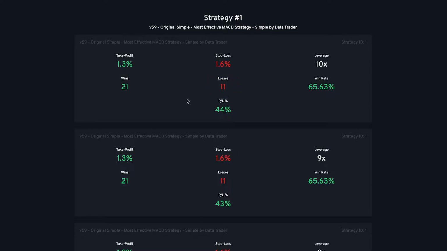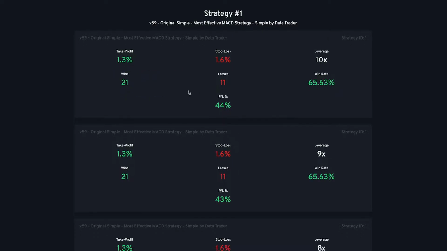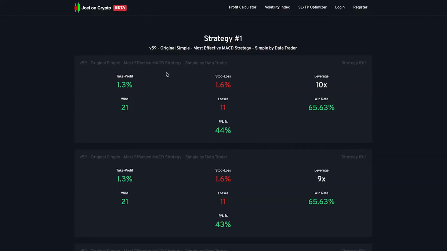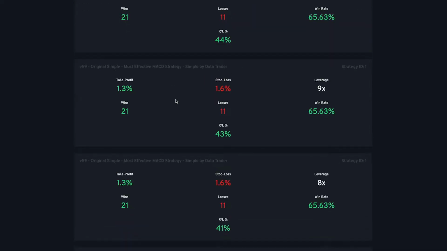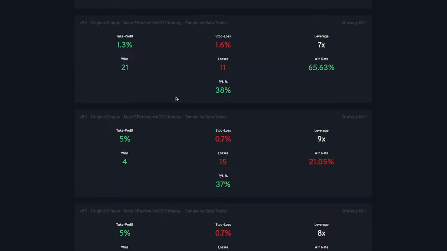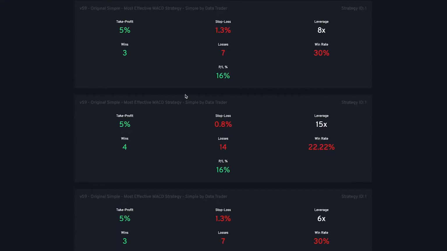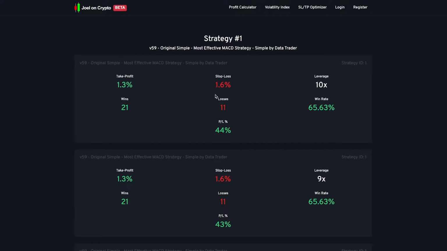So this is okay. Based on 32 trades, I think we could do better, right? I mean, it's a profitable strategy, but I think we can do even better. And as a scalper, we might want to use a lower stop loss and a lower take profit as well. So we can scroll down here and see if there are some better alternatives for a scalper. I didn't find any good alternatives. I think the number one here is the best for this strategy.